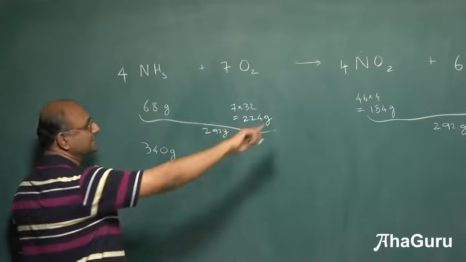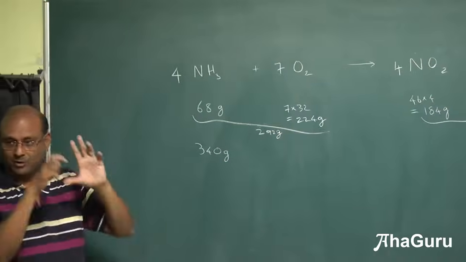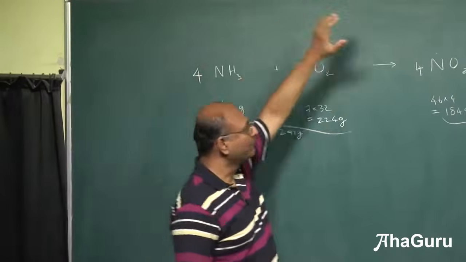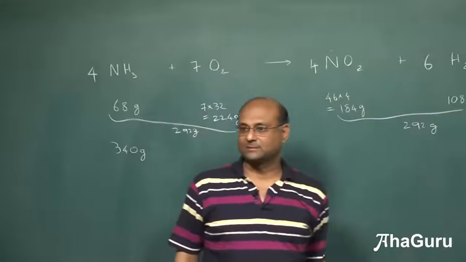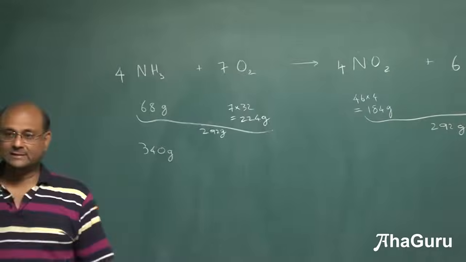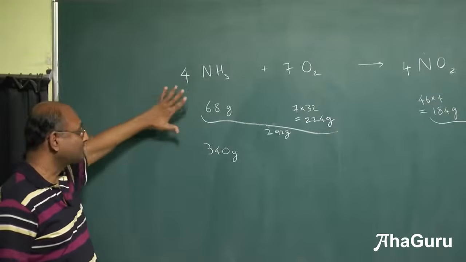What is this telling us? This is telling us if 1 mole of the whole reaction happened, not 1 mole of each object. 4 moles, 7 moles, 4 moles, 6 moles. So we call this a molar reaction. Everything, just take the molecule numbers and call it mole. But that is not the actual reaction that happened.